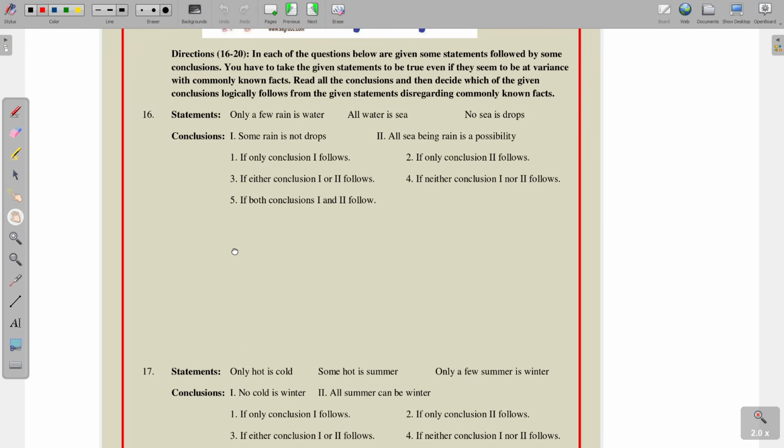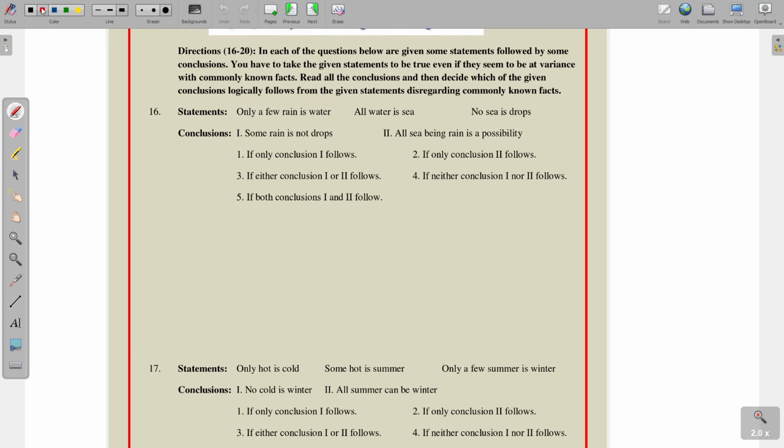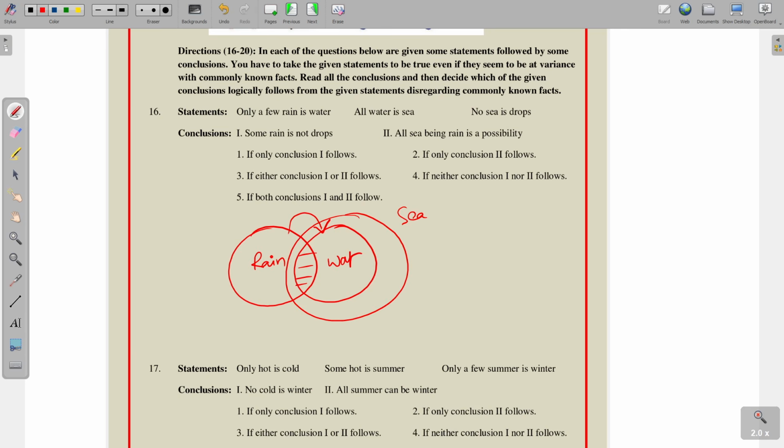We have syllogism. See the first one. Only a few rain is water. Only this part is belonging to water. Next, all water is sea. And next, no sea is drops. Conclusions. Some rain is not drops. So actually some part of rain is water, and all water is sea, and no sea is drops. So first one definitely follows.